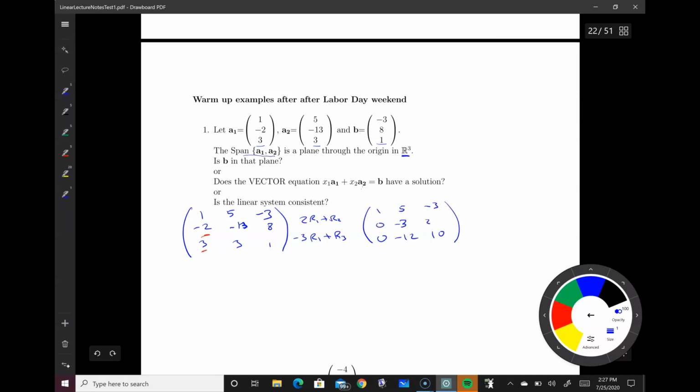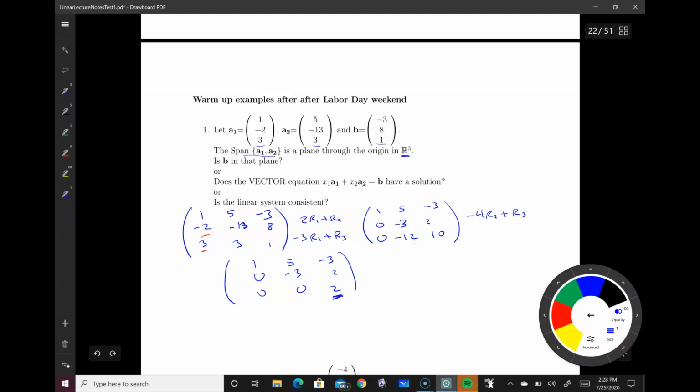So instead of dividing through by negative 3, I'm going to take advantage of these two numbers being similar. And I'm going to say, let's multiply row 2 by negative 4 and add it to row 3. So the first row stays the same. The second row stays the same. And this last row turns into this. All right. So this is my augmented matrix.